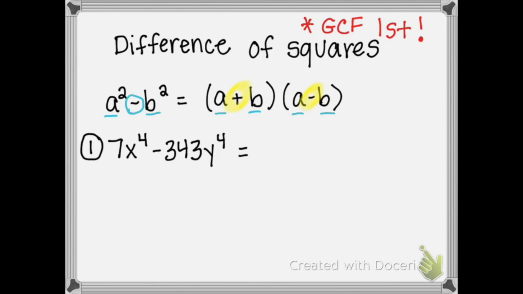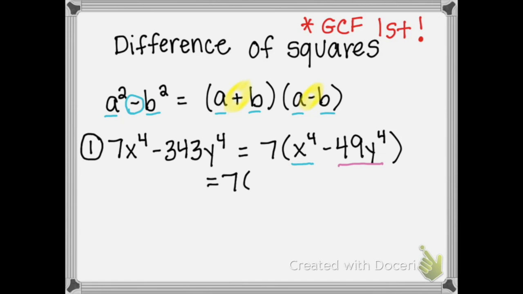So when I look at this first problem, I have 7x to the fourth minus 343y to the fourth. And I should be able to see that for 343, I can take 7 out of that. So if I GCF 7, that's going to leave me with x to the fourth minus 49y to the fourth. Now, when I'm looking at the problem, x to the fourth is a perfect square. Remember, anything with an even exponent is perfect. And 49y to the fourth is also a perfect square. So I should be able to break that down even further.